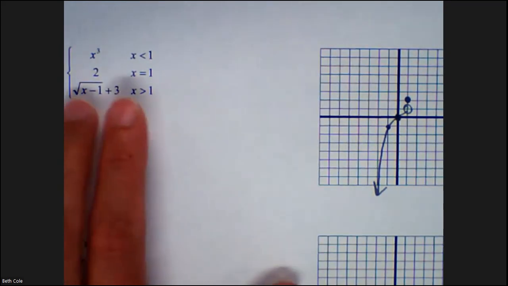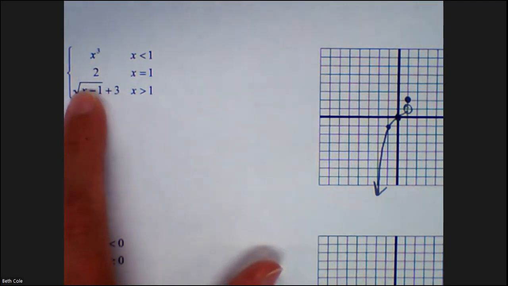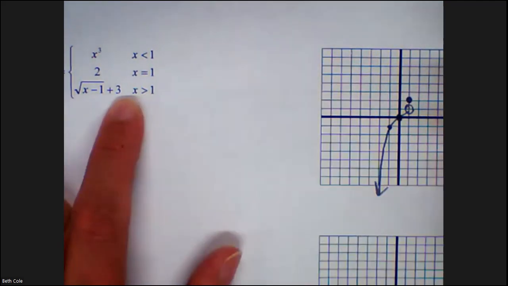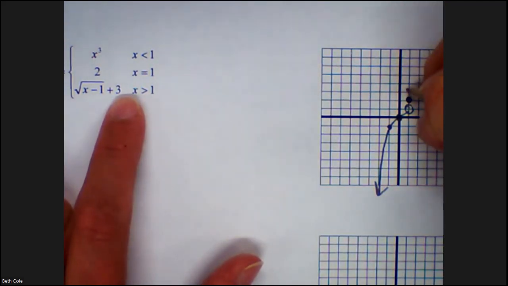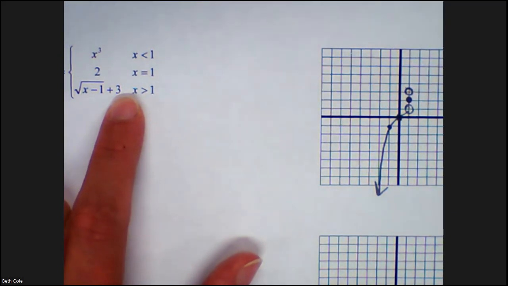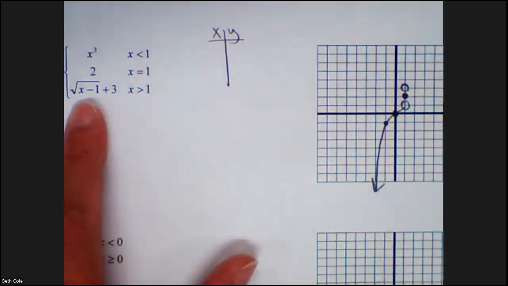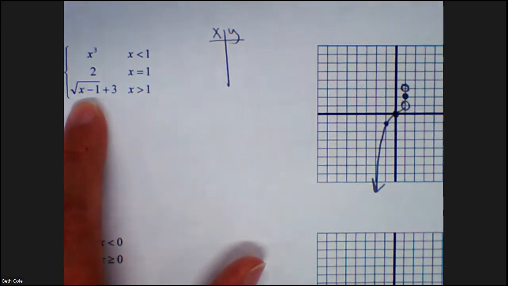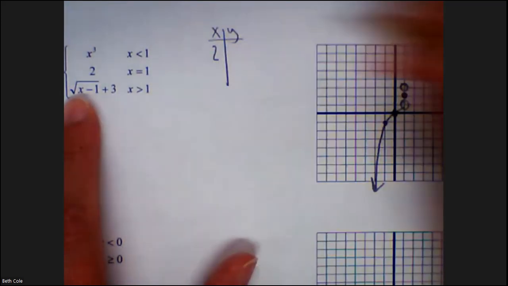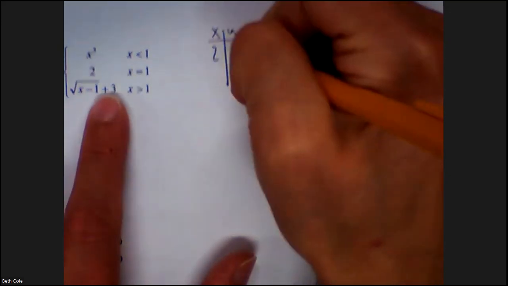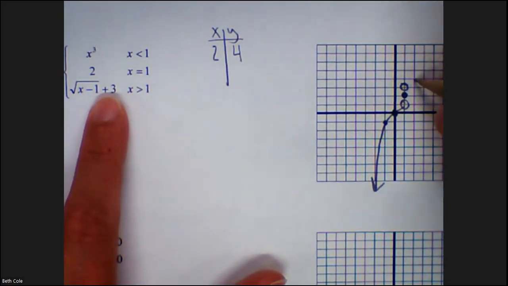And then the last one, what kind of function is that? All right, square root, it moved right 1, up 3. But at 1, you have to put an open circle. So when you go right 1, up 3, it's open. And then I need a couple more points after that. What do you want to try and plug in? It has to be something bigger than 1 because we want it from 1 onwards. 2. 2 minus 1 is 1. Square root of 1 is 1. Plus 3 is 4. So 2, 4.